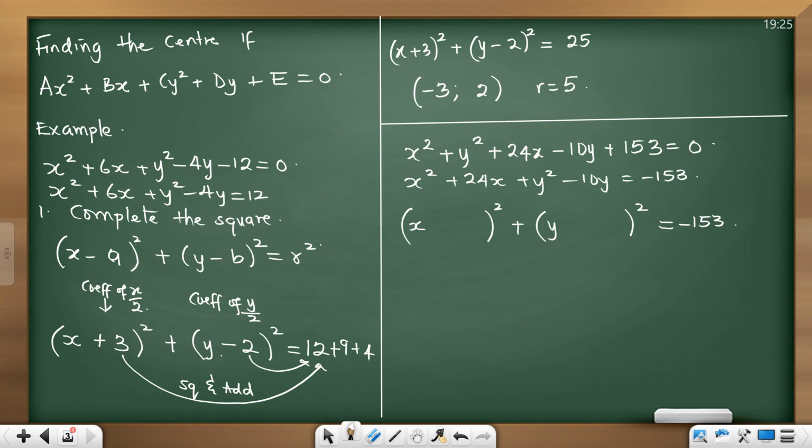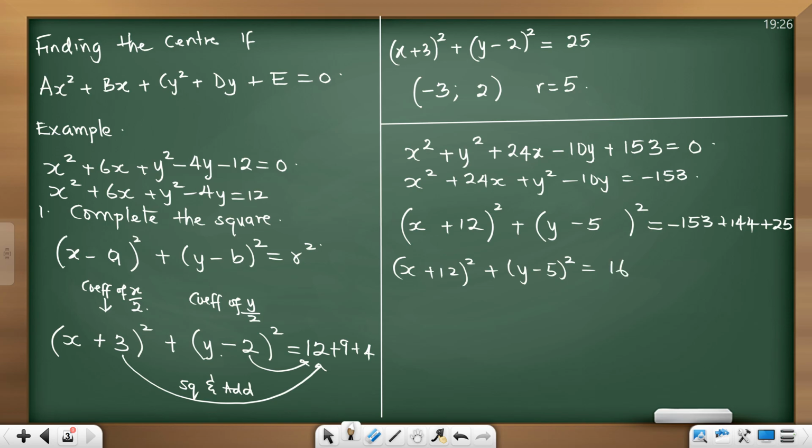What is the half of 24? 12. What is the square of that? 144. I like to do that immediately. What is the half of negative 10? Negative 5. Add it quickly. 25. So what do I have? x plus 12 squared plus y minus 5 squared. Talk to me there. 16.